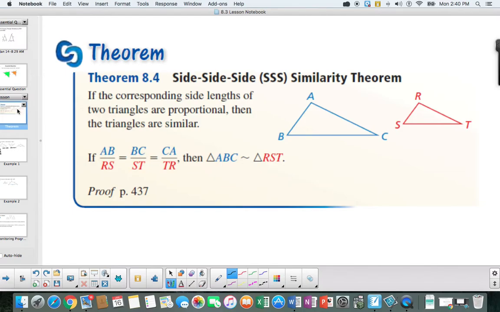The first one is side-side-side similarity. If you can show that all corresponding sides are proportional, in other words, each ratio is equal to each other, then we can say the triangles are similar. And when they're similar, again, everything that happens about similarity happens. So we're going to get congruent angles as well.